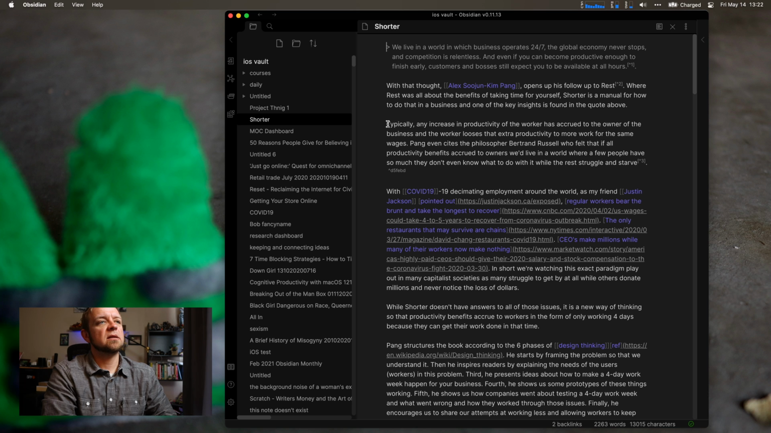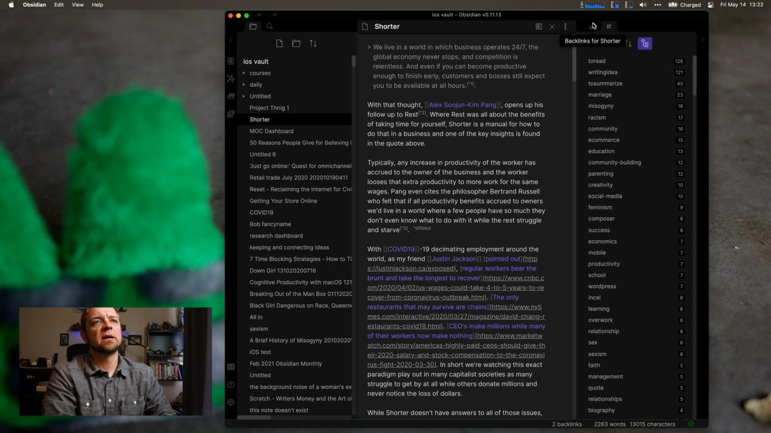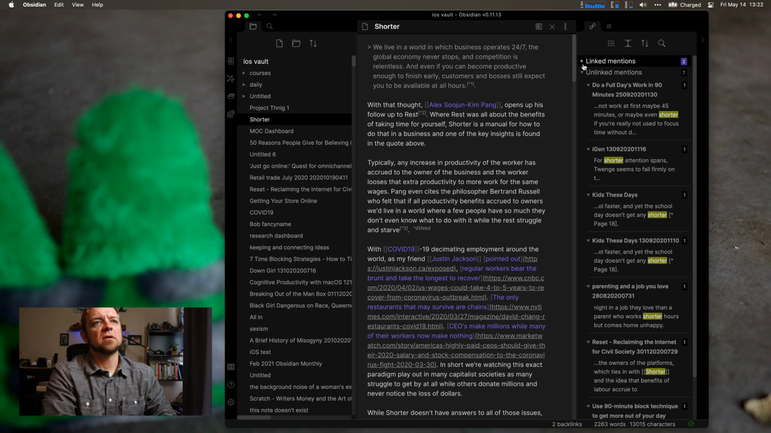That would be any time you go into our file panel on the side in here. There's our linked mentions and we have unlinked mentions. So this is any time I've used the word shorter, which is the name of this book that I read by Alex Sujum Kim Pang. I think I reviewed that online, so I will put a note up here. And anytime I look at that, you can see there's any reference to shorter.